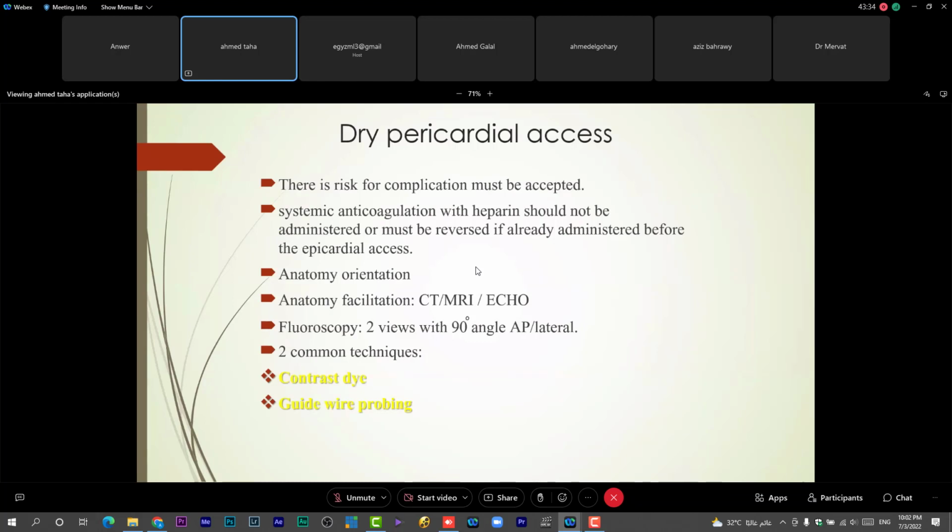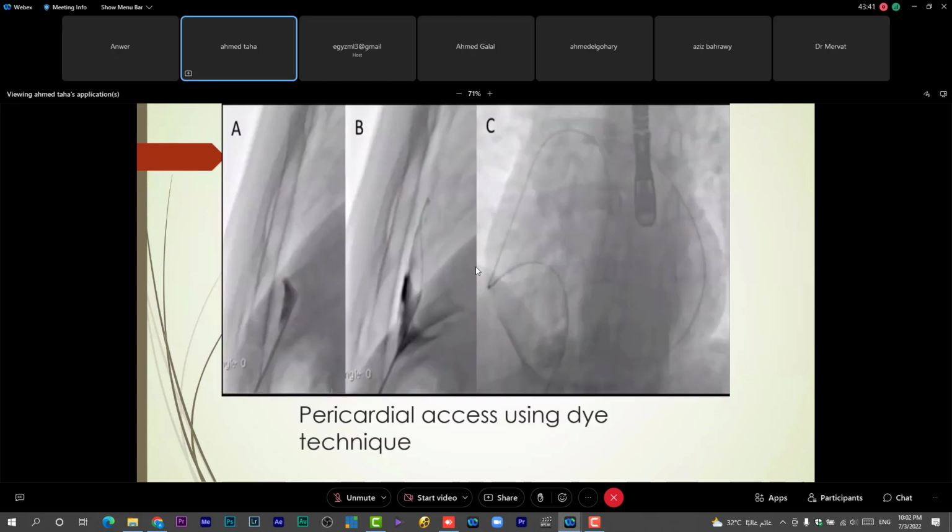There are two techniques most probably used, either contrast dye injection or guide wire probing. This is, for example, the access during dye injection. You are getting the lateral views that I use here, and all the time you are minimally moving the puncture and giving a minimal amount of dye until you reach the best point, like, for example, popping inside the space, and then trying to get the wire.